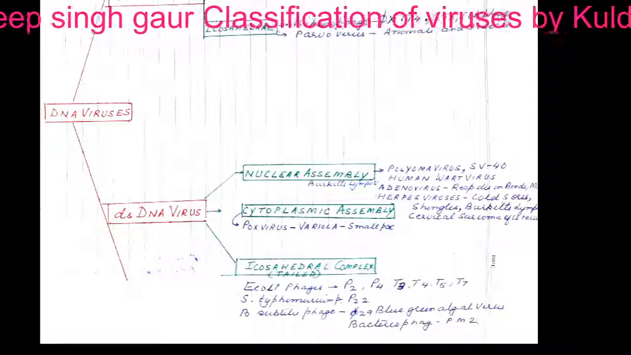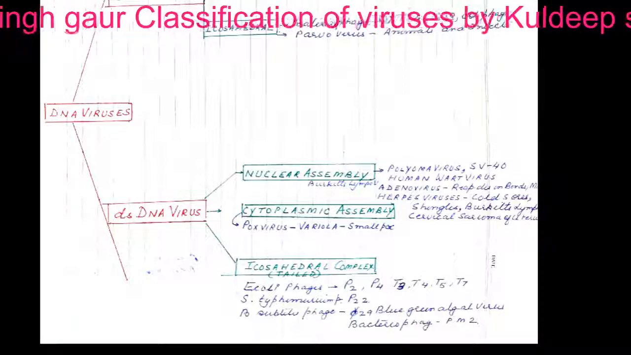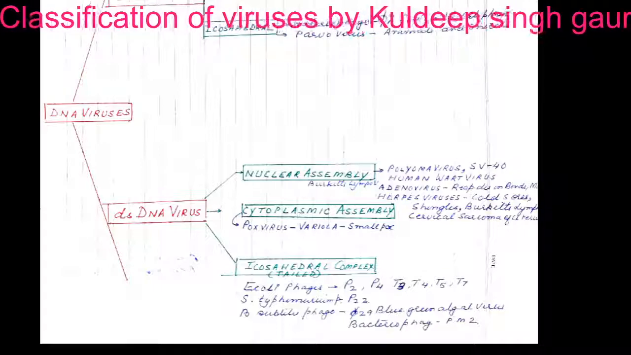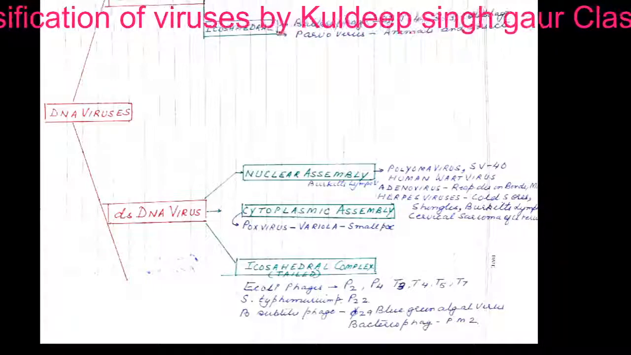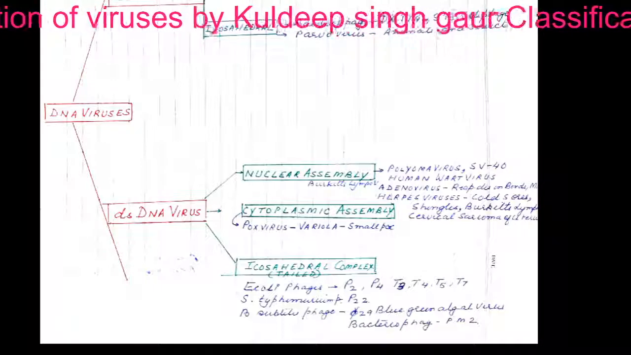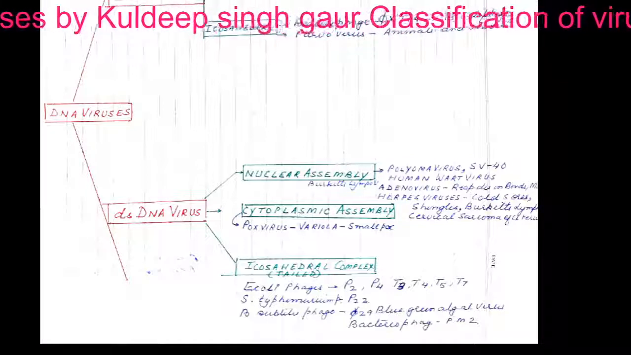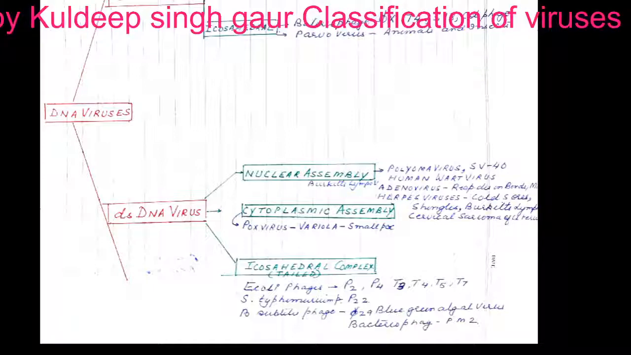So this was the broad classification which was given by Casjens and King. Probably this must have helped you in developing some understanding of classification of viruses, and this is all in this lecture.